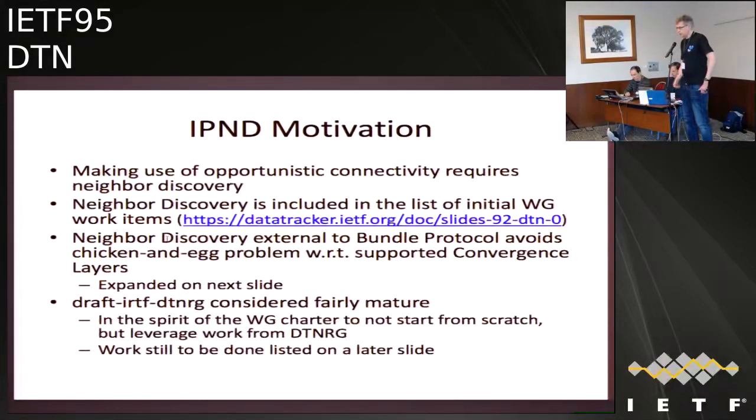The work presented here does neighbor discovery in a way that is external to the bundle protocol. So we're not going through the bundle protocol to do the neighbor discovery. We do it as something separate and parallel to the operation of the bundle protocol and the bundle protocol agent. This avoids a chicken and egg problem, because if you were going through the bundle protocol, you would have to know which convergence layer is supported by the nodes that you're in contact with, just to be able to send your neighbor discovery messages. And that might be a bit awkward.